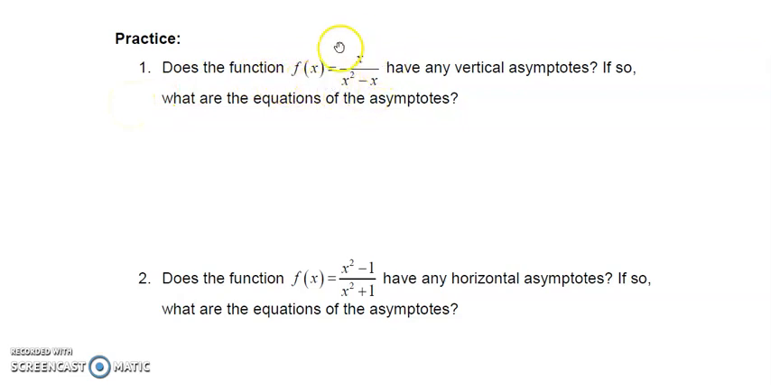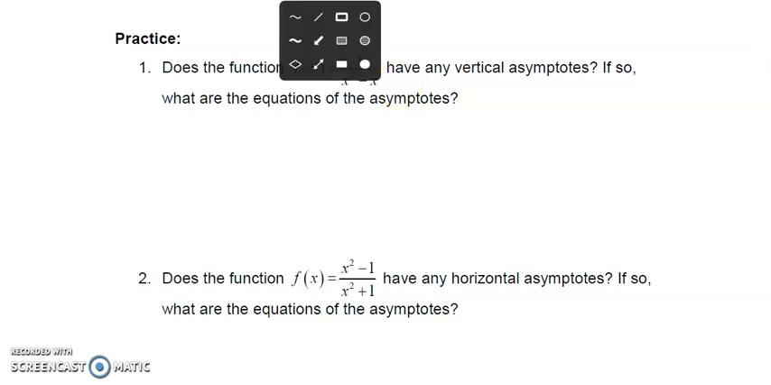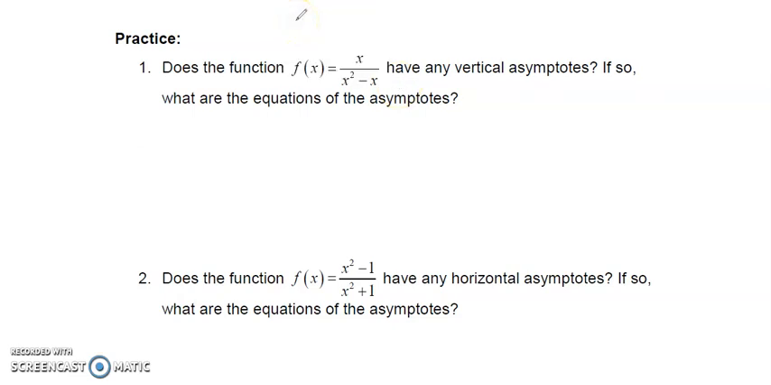Does this function have any vertical asymptotes? Just by looking at it, I can see there probably are. So what would you do there? This time the numerator doesn't factor, but the denominator does. If you were to factor that denominator, you'd have an x on the top, and on the denominator a common factor of x in front of x minus 1. Now, there are 2 discontinuities.